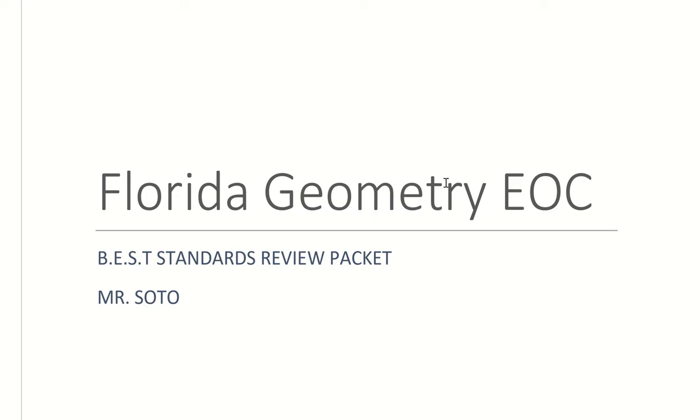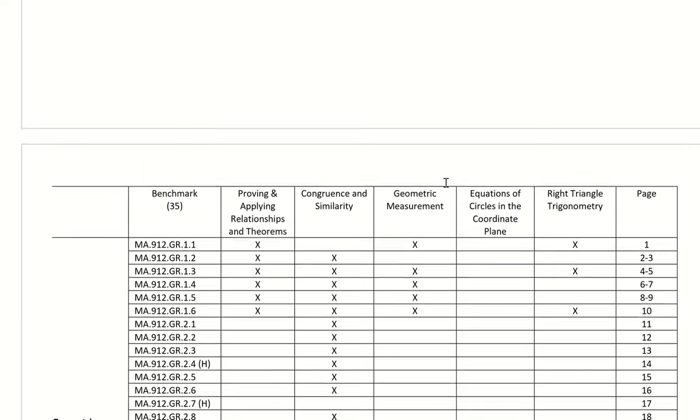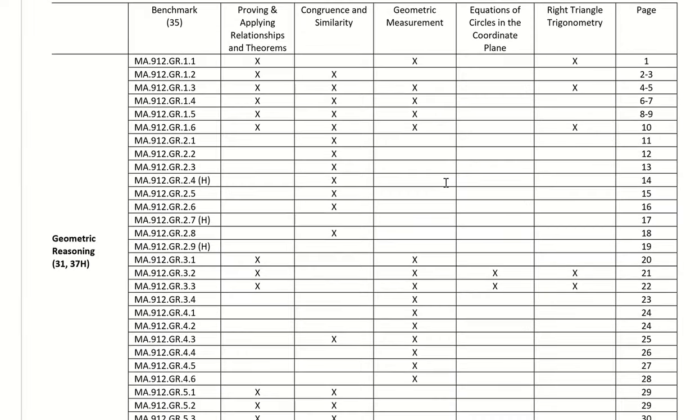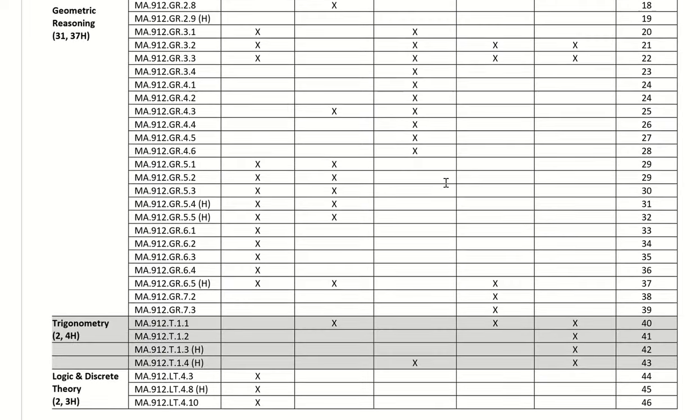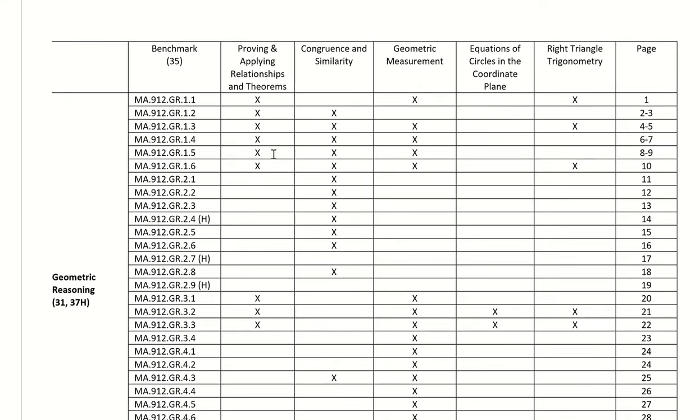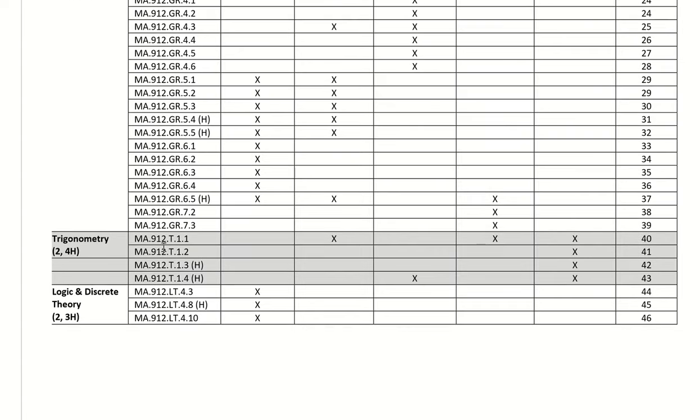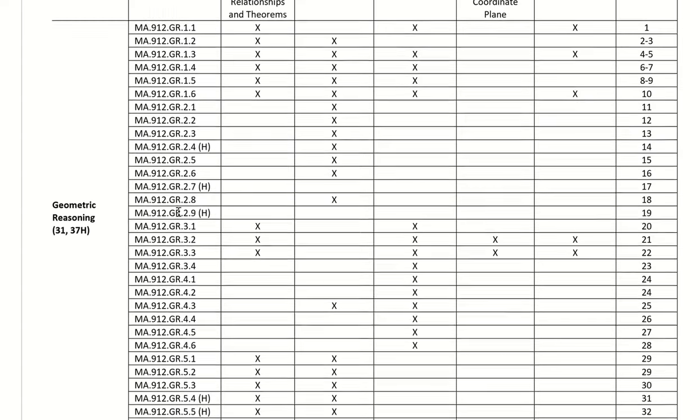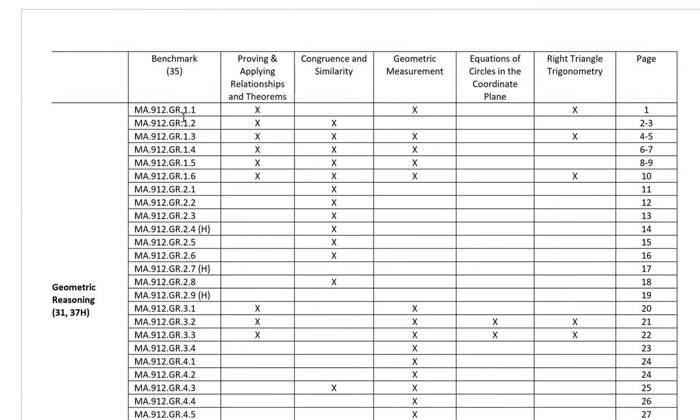So let's go ahead and get started here. For this packet, I have a set of standards or benchmarks. They're all listed here by their codes, and then on each page, it tells you the description for that particular standard or benchmark. And then the page numbers are here for the benchmarks.